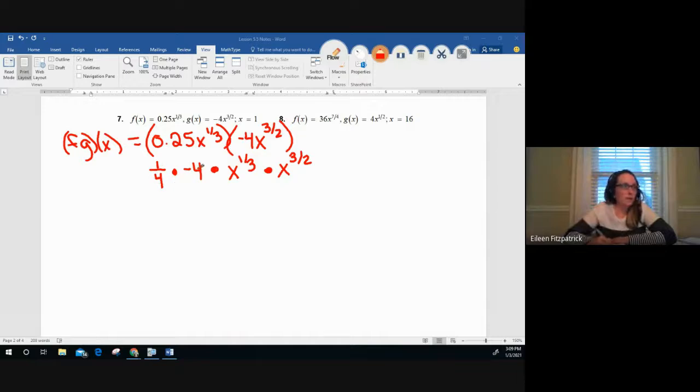All right, so 1/4 times negative 4 is negative 1. And then times x to the, you're going to add the exponents together. All right, you would need a common denominator here. Your common denominator would be a 6. So if you're making this a 6, it would be 2/6, right? That simplifies down to 1/3. And then multiply top and bottom here by 3 to get 9/6. Okay, so then that is going to be, I guess I don't need to write the negative 1 anymore. That's going to be negative x to the 11/6.